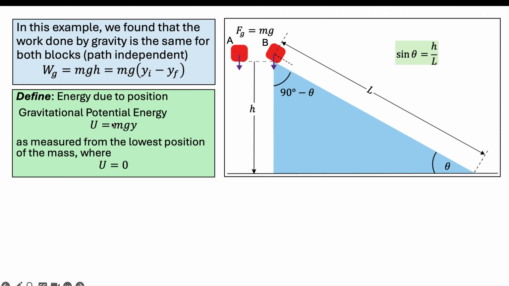Now we have to have some reference, like where is our coordinate system? In other words, we have to have some origin of our coordinate system, and we can actually choose that wherever we want. Typically we choose the lowest position to be the y equal to 0. So in this case, my final position here would be my y equal to 0, and my initial position here would have been y initial equals h.